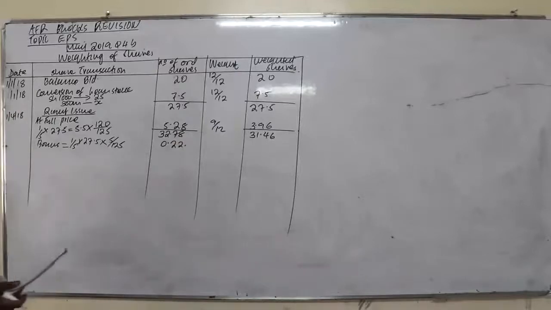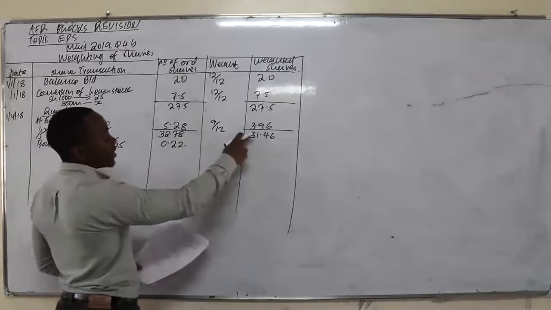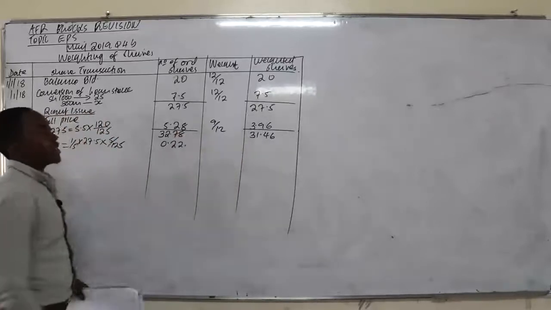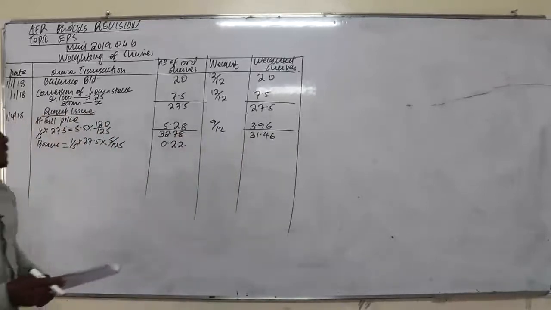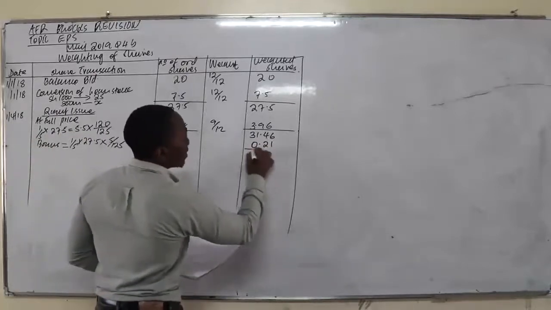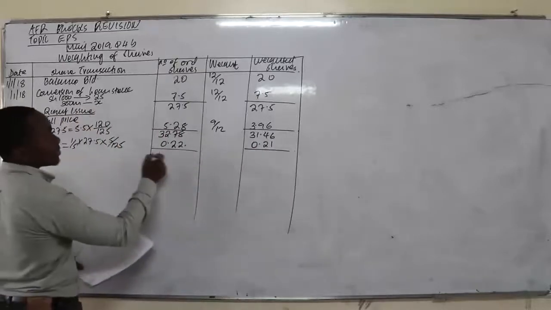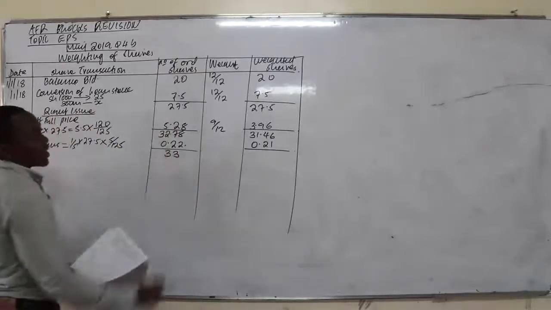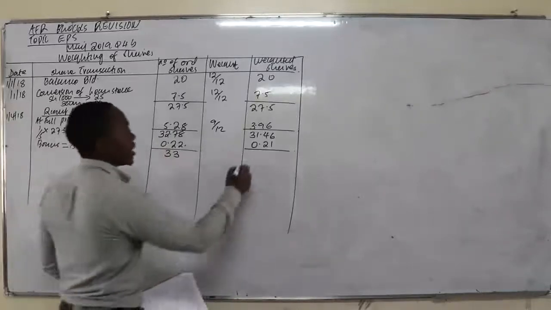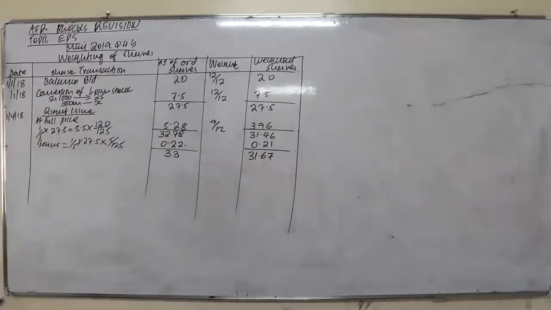All together. So how do you do that? You take this, you multiply by this, you divide by that. Good. 0.21. After every share transaction, you sum up. And you have 30, 33. And here we have 31.667.